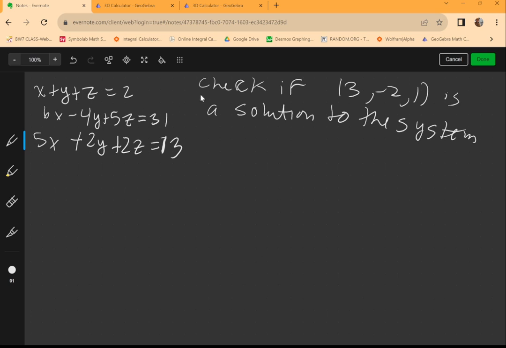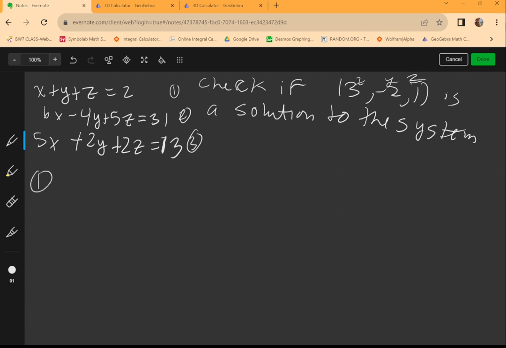Similar to equations in two variables, in order for something to be a solution, notice one difference here is we have an ordered triple instead of an ordered pair. Think of these coordinates as x, y, and z. So I need the ordered triple to satisfy all three of these equations. Let's number these 1, 2, 3.